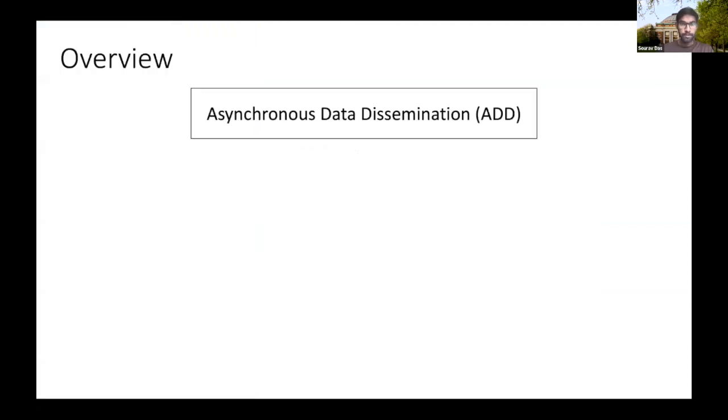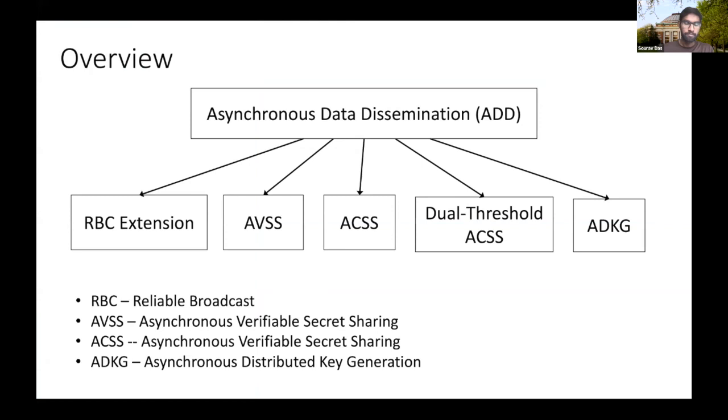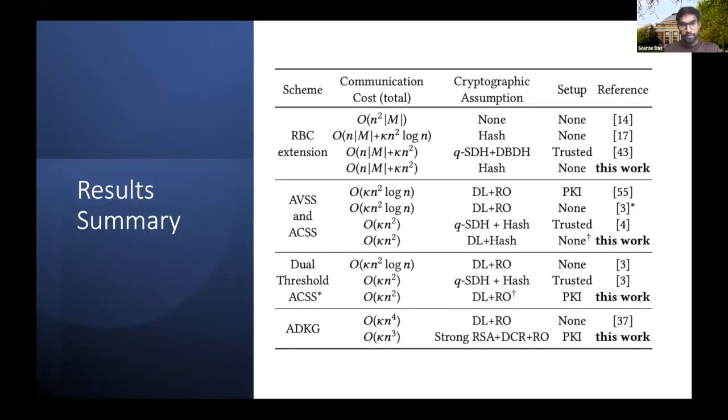So, overview: we introduce something we call asynchronous data dissemination. This is a primitive that we introduce to improve the communication cost of many other primitives in asynchronous systems like reliable broadcast, asynchronous verifiable secret sharing, ADKG. In particular, we can shave off a factor of log n from almost all of the things in the same setup. For example, if we look at reliable broadcast, we can shave off a factor of log n from here and we get a communication cost which is kn squared. k is the security parameter. And throughout the talk, I'll mostly focus on the communication cost of these primitives.